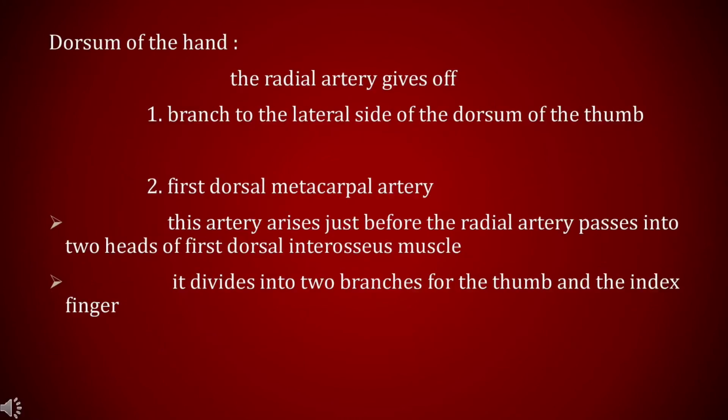Dorsum of the hand. The radial artery gives off a branch to the lateral side of the dorsum of the thumb and the first dorsal metacarpal artery. This artery arises just before the radial artery passes between the two heads of first dorsal interosseous muscle, and then it divides into two branches for the thumb and the index finger.